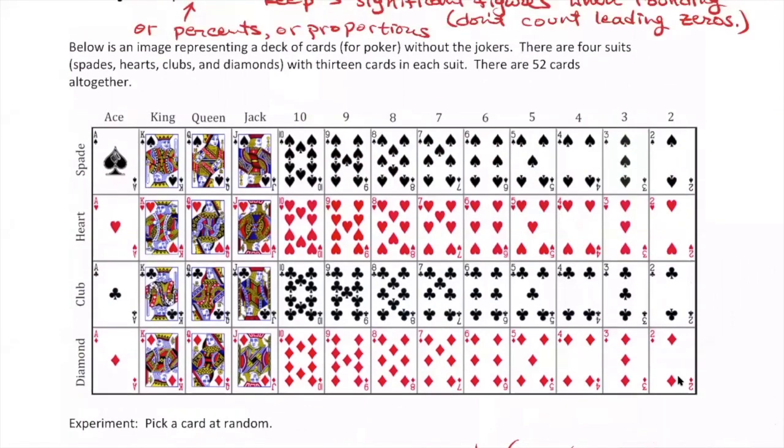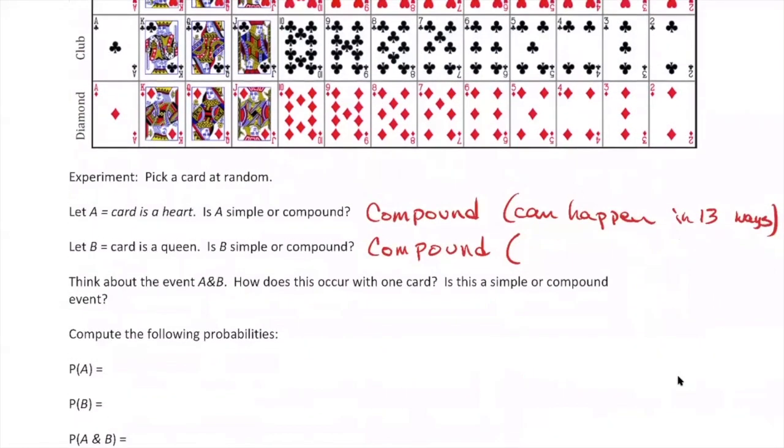Okay. But then it says A and B. A and B. That's the Queen of Hearts.